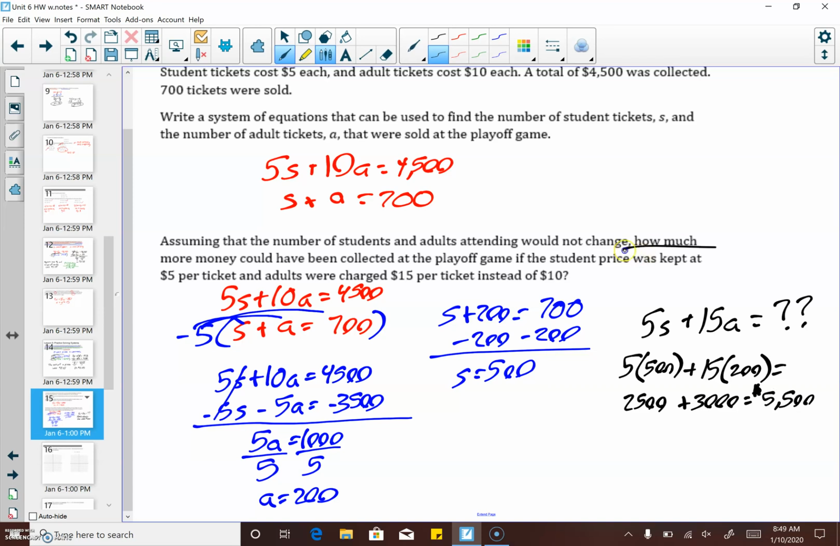It says, how much more money could have been collected? So when we take 5,500 and we subtract 4,500, we end up with an extra $1,000 more. So the second part of this question is a little bit more involved, but if we just work our way through our systems normally and we make sure we answer the question at the end, it's not so bad.